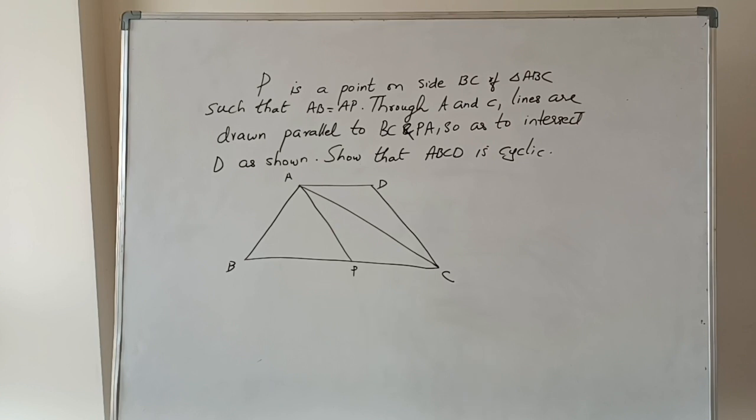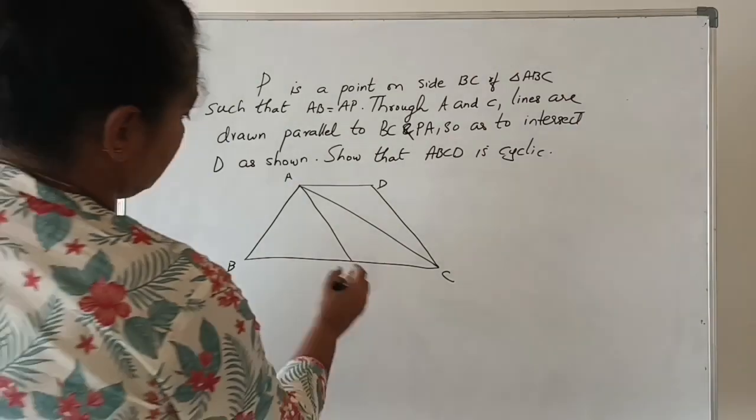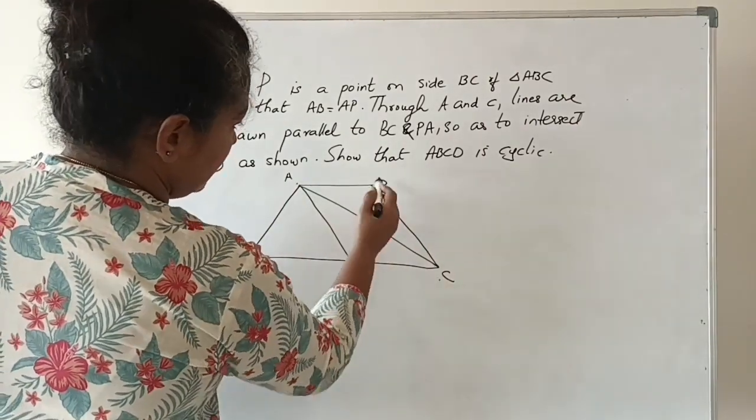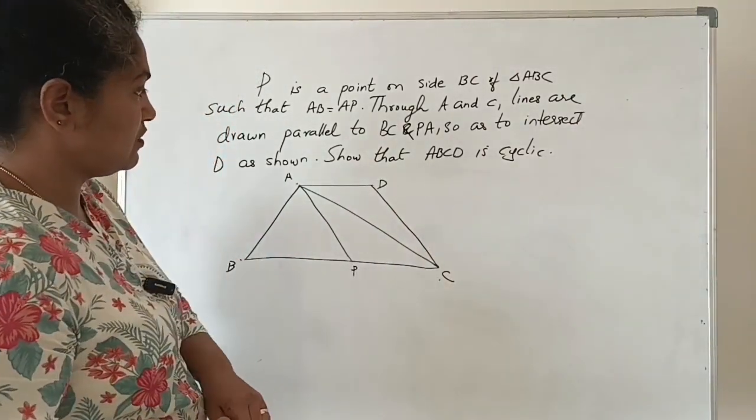P is a point on the side BC of triangle ABC such that AB is equal to AP. Through A and C, lines are drawn parallel to BC and AP so as to intersect at D as shown. Show that ABCD is cyclic. So basically, the diagram is given to you and we need to prove that ABCD is cyclic. Okay. So A, B, C and D, we have to prove that they lie on the same circle.